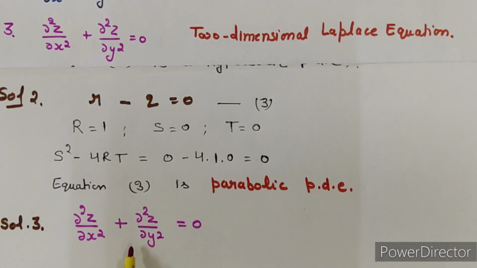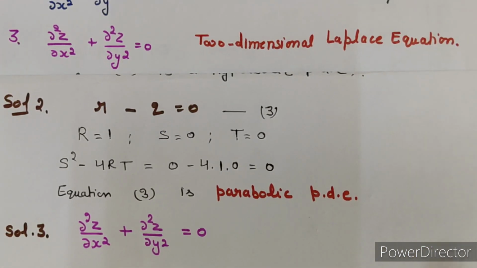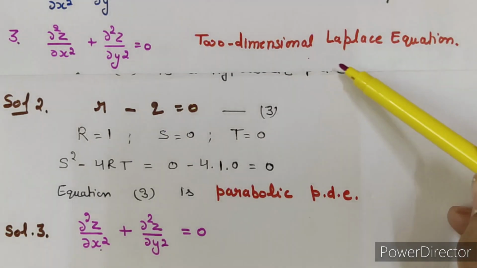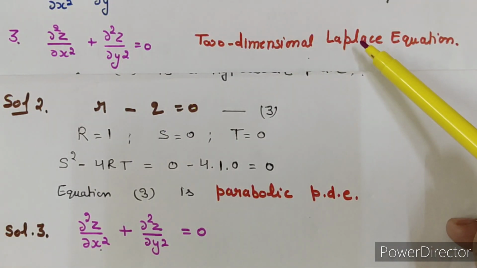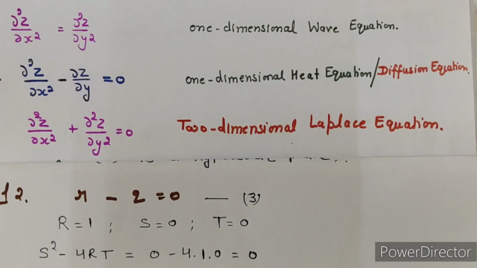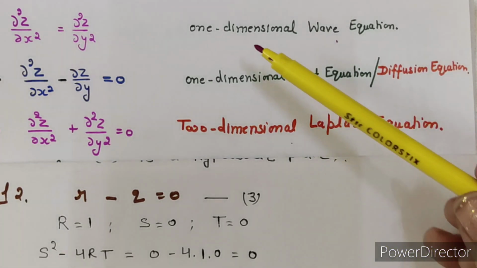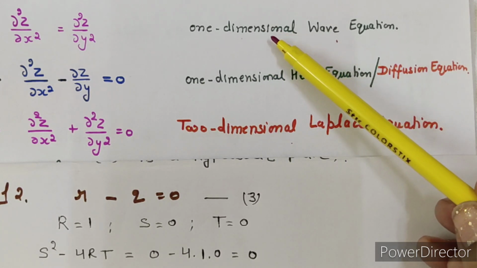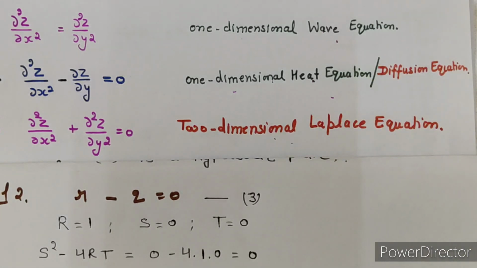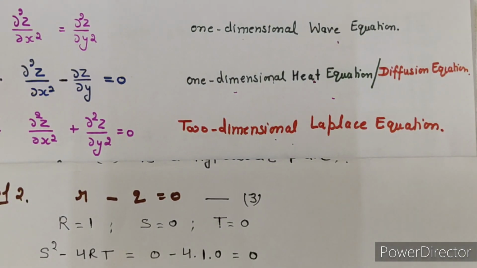Now take question number 3, which is ∂²z/∂x² plus ∂²z/∂y² equal to 0. Its name is the two-dimensional Laplace equation. In future you will study the three-dimensional Laplace equation also. There are 3 types of equations in your syllabus in unit 3 also: wave equations, heat equations, and Laplace equations. Here the first question is an example of the one-dimensional wave equation, this is a one-dimensional heat equation example, and this is the two-dimensional Laplace equation.